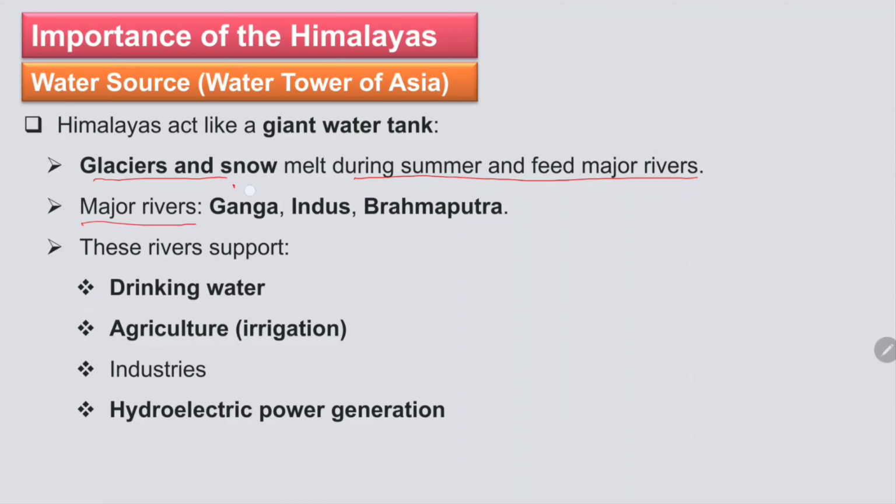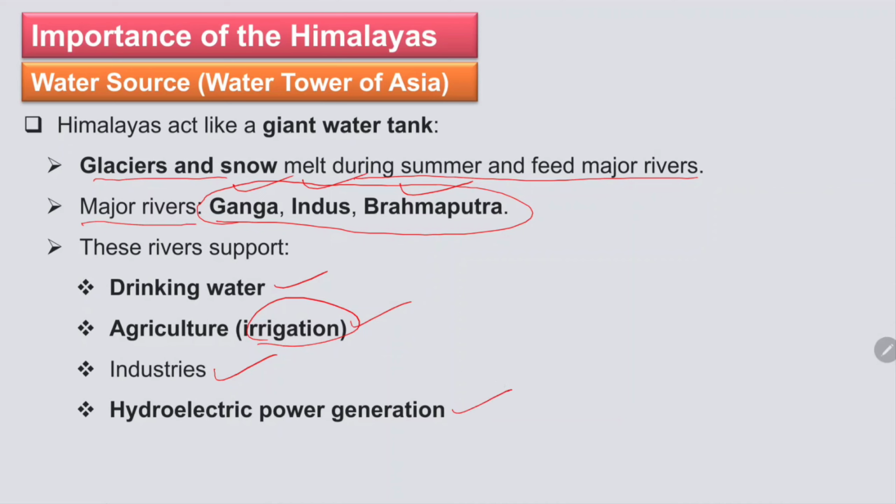Major rivers like Ganga, Indus and Brahmaputra. These 3 rivers are important, and you should know their names. These are the 3 rivers which get their water from the Himalayas. When the glaciers and snow melt down, the water runs into the rivers Ganga, Indus and Brahmaputra. And these rivers support drinking water, agriculture, irrigation, industry and hydroelectric power generation.